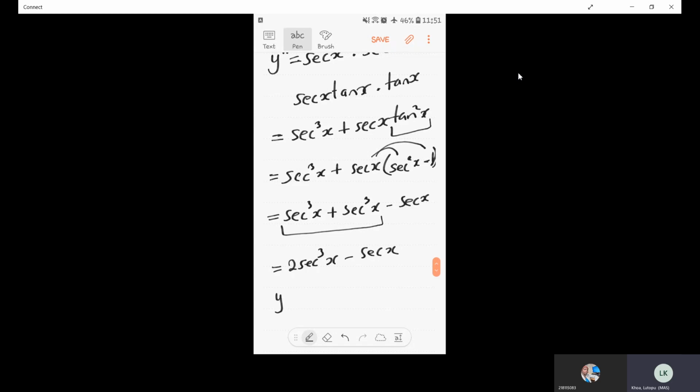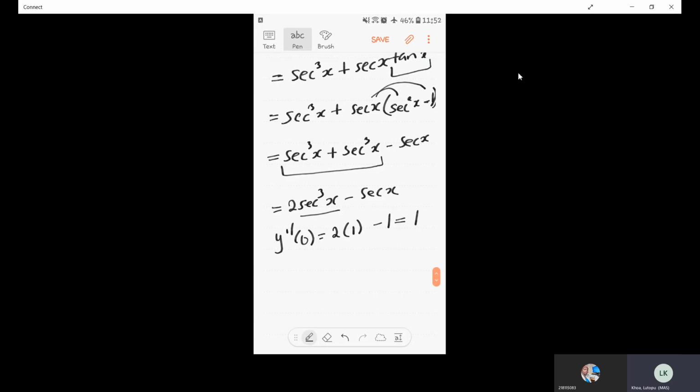You get y double prime of 0. This is equal to 2 times 1, because sec of 0 is 1. When I cube that, I get 1, and then I have minus 1. So this is 2 minus 1, and then I get 1. So this is y double prime.